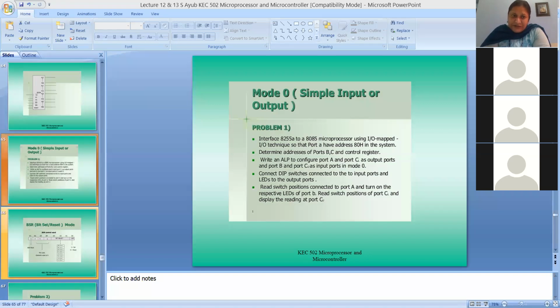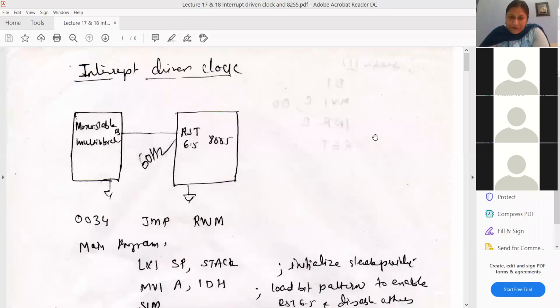I will stop sharing this and share some other file so that you will understand it better. Can you see this particular page? Yes, ma'am.